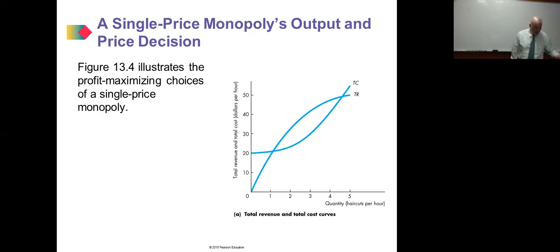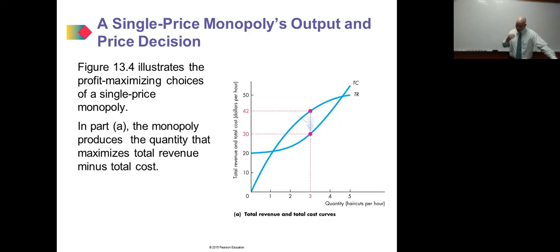And here we are. Part A. The distance between, we call economic profit. So the vertical distance between total revenue and total cost is equal to economic profit. And that is represented by 3 haircuts per hour.